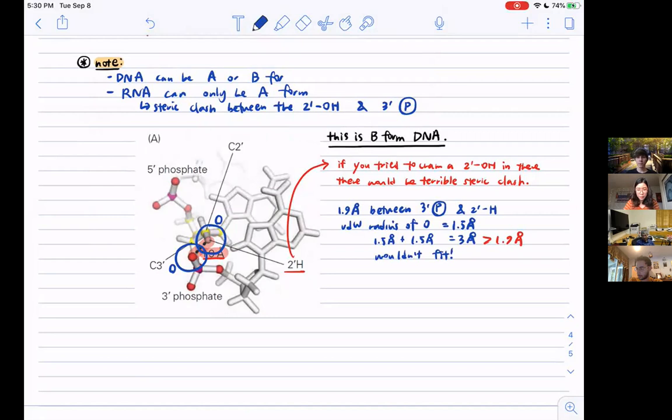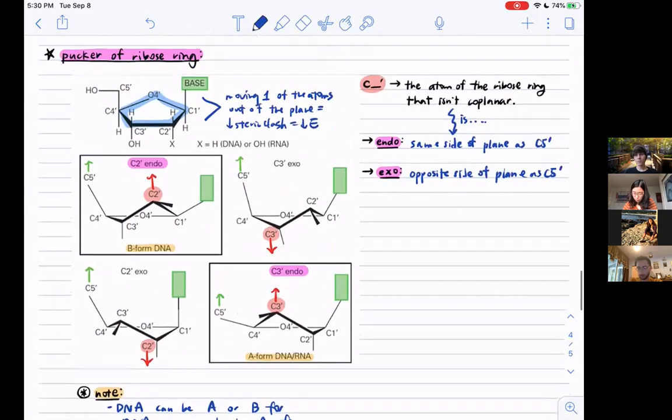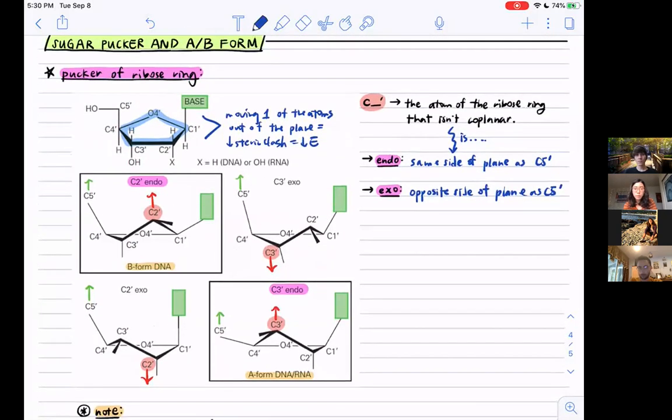So that's all I have for right now. Does anyone have any questions? I have a quick question, please. Do you mind scrolling back up to the C2 prime endo? I don't know how important this is, but what's the difference between the C2 prime endo and C3 prime exo?